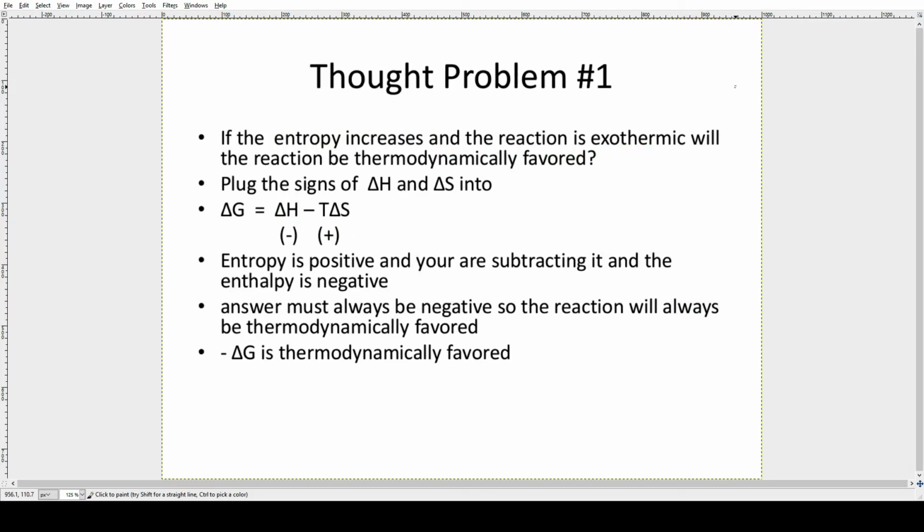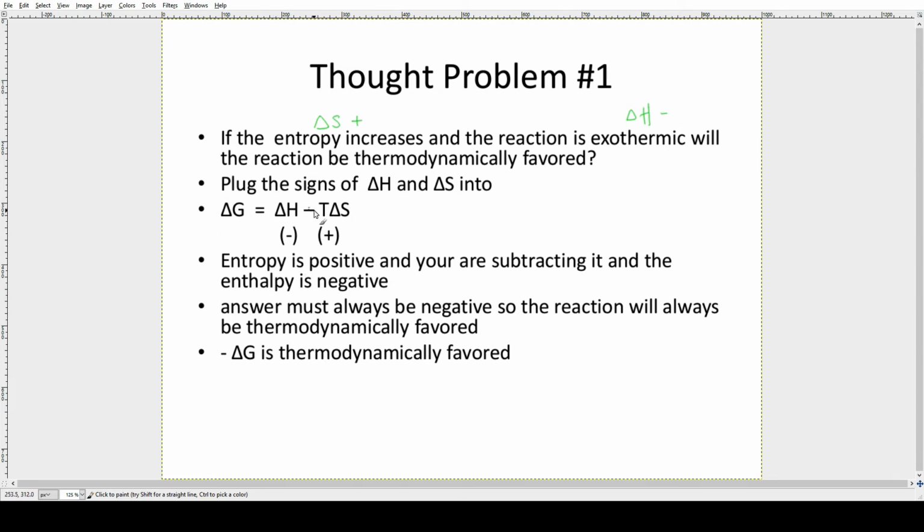So let's go through some thought problems. Imagine if the entropy increases and the reaction is exothermic, will the reaction be thermodynamically favored? So if you get a question like this, what you want to do is figure out the signs of delta H and delta S. If entropy is increasing, that means your delta S is positive. And if it is exothermic, your delta H is negative.